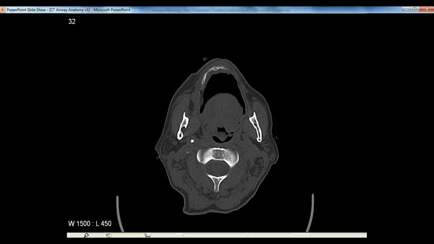Take a look now also at the mandible, the jaw. You can see that it's starting to extend forward, and it will do so quite a bit more as we go through here.